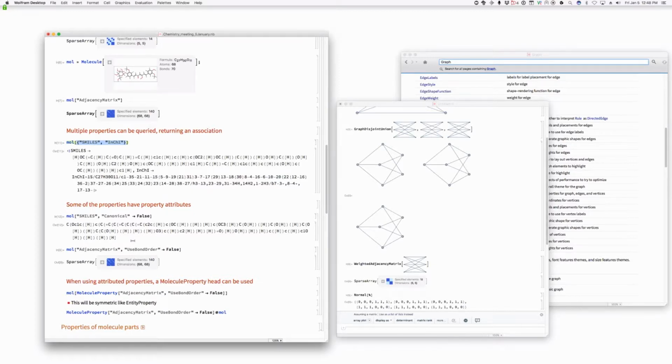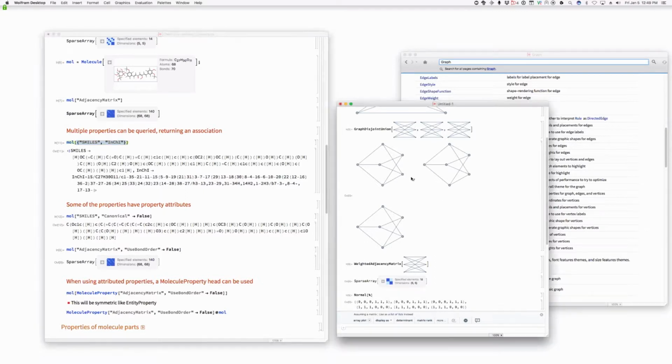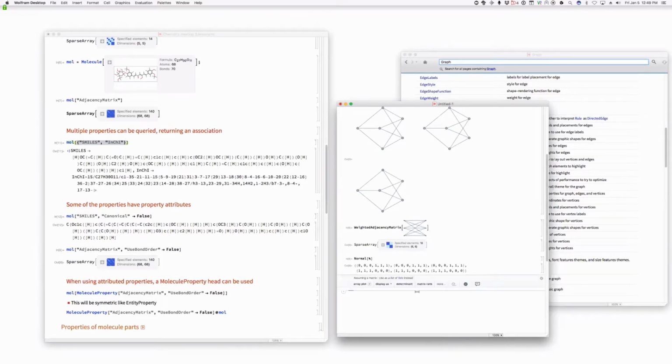Now, what are these? So these properties can have attributes. You can ask for the canonical SMILES. You could even ask for the SMILES to start at a particular atom. But how does this work with EntityValue? Are there entity attributes, I mean, there are property attributes, right? How are those given? So Michael might correct me on this, but basically the equivalent would be EntityProperty.